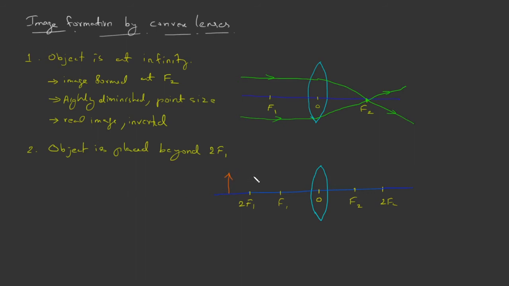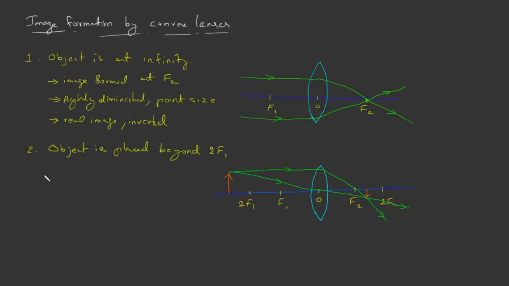Now we need to select two rays and draw the ray diagrams. First ray we are going to consider: here is a ray parallel to the principal axis. So this ray will pass through the principal focus on the other side of the lens. Second ray we are going to consider: here is a ray passing through the optical center, and we know it will pass without any deviation. Now we can see the image is formed here.